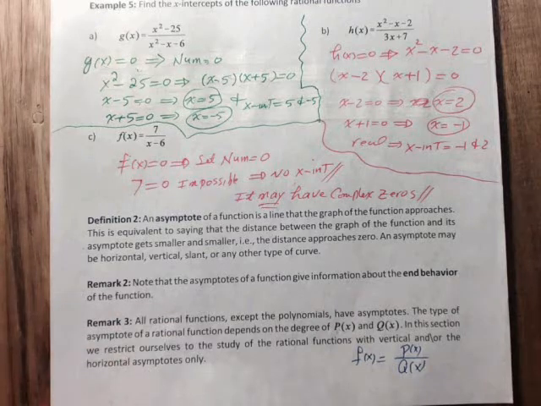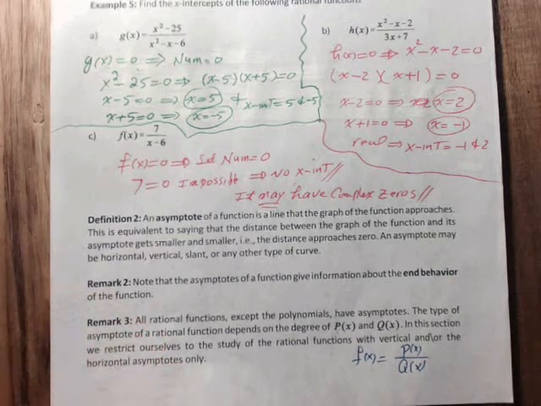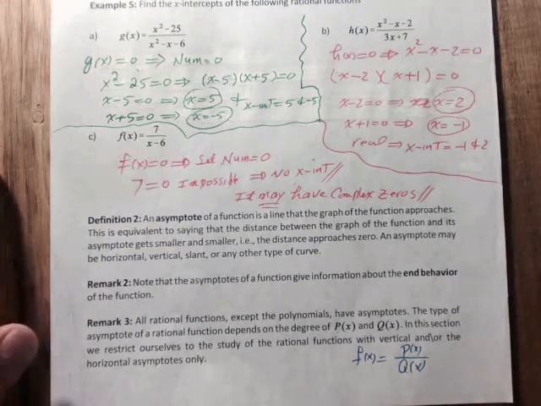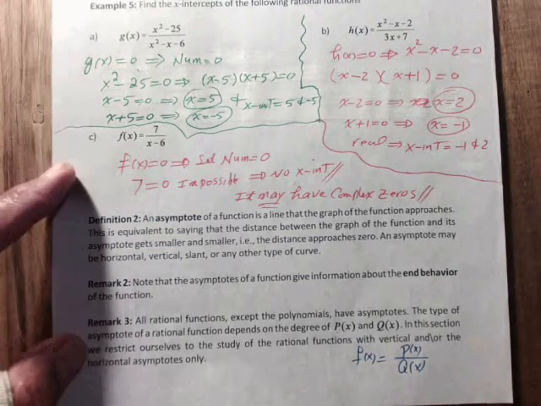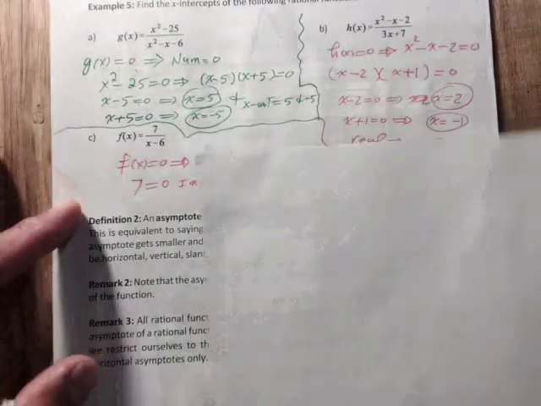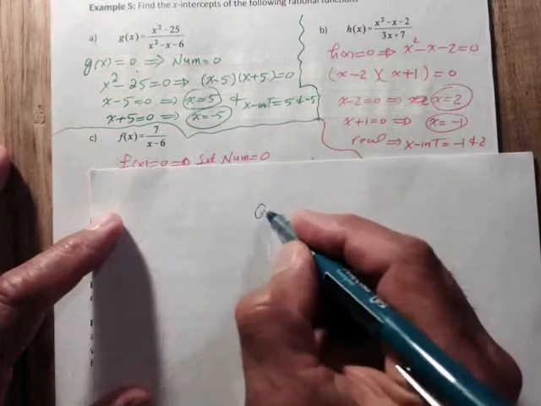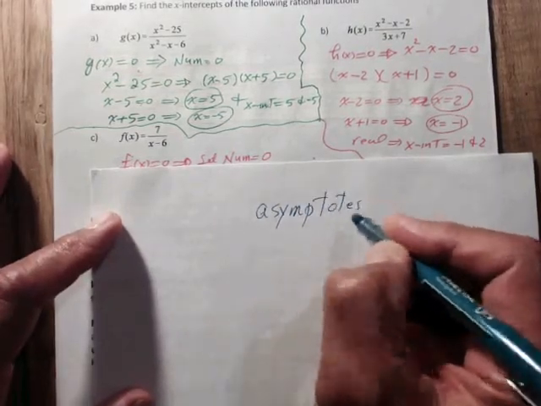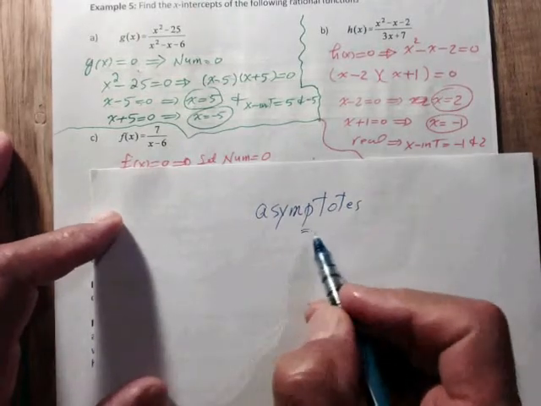Okay. The next concept we're going to discuss here is the concept of asymptotes. You don't pronounce that P. Asymptotes. What is an asymptote?